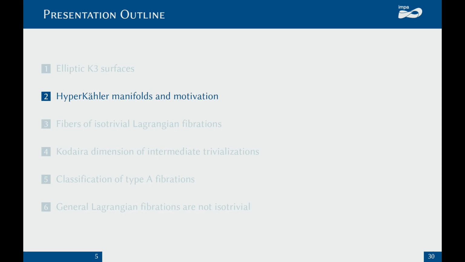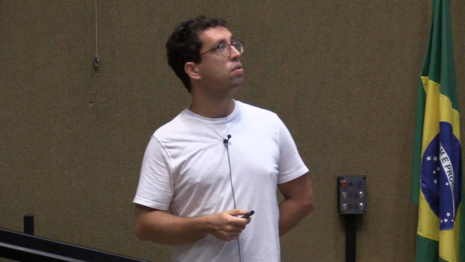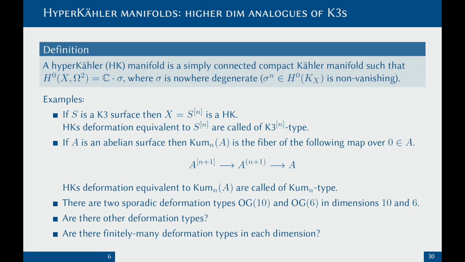Okay, so let's move on. Our main topic is going to be hyper-Kähler manifolds and Lagrangian fibrations. Hyper-Kähler manifolds are analogs of K3s in higher dimension, and Lagrangian fibrations are going to be the analog of elliptic fibrations. So what is a hyper-Kähler manifold? It's a simply connected compact Kähler manifold such that the space of holomorphic 2-forms is one-dimensional, and it's spanned by a nowhere degenerate form. That's often called a holomorphic symplectic form.